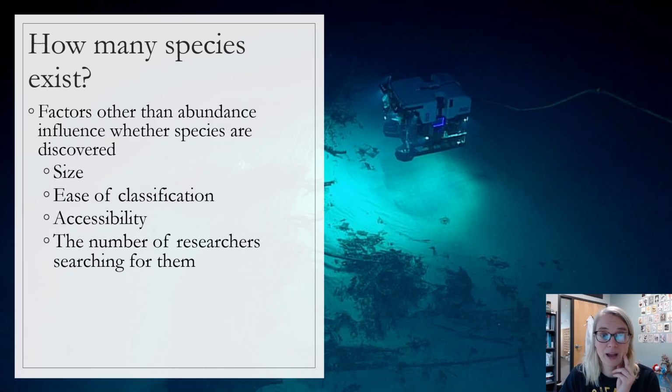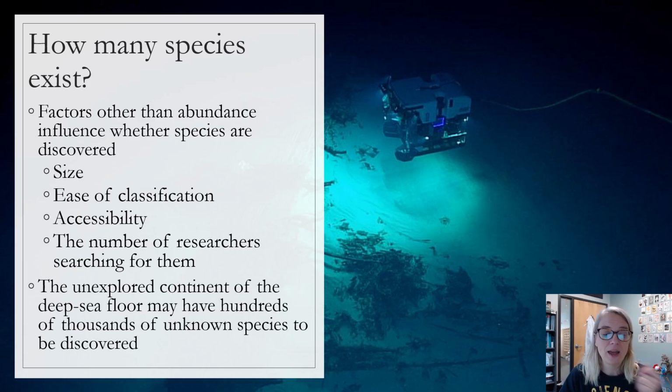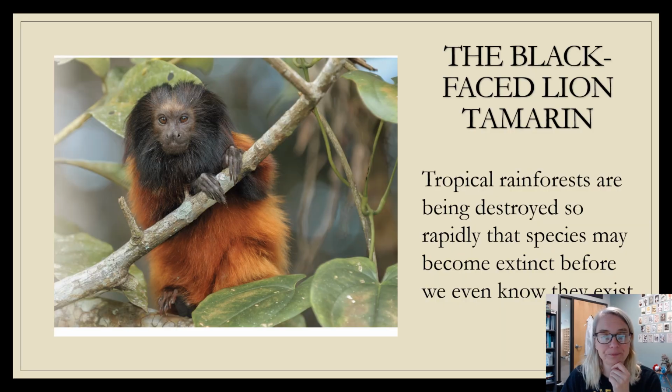How many people are educated enough to go out and actually find and classify these things? And so here, just to leave this last note on this slide, the deep sea floor might have hundreds of thousands of unknown species to be discovered. We've only mapped and identified about 5% of the ocean floor, and the ocean covers 70% of our whole planet. So like I said, lots of unknowns in the ocean.